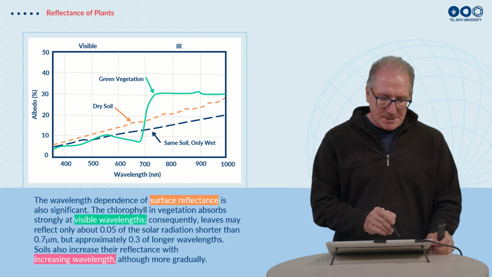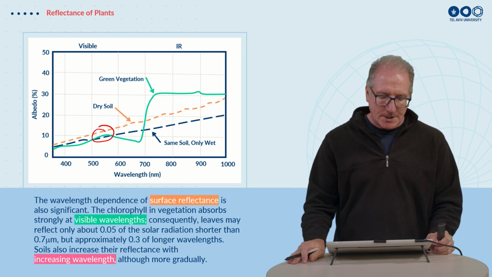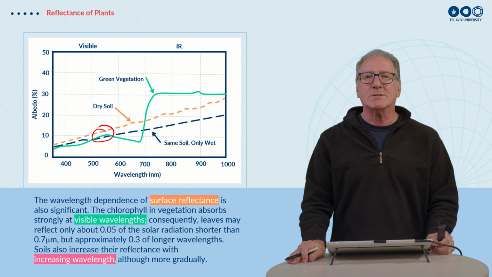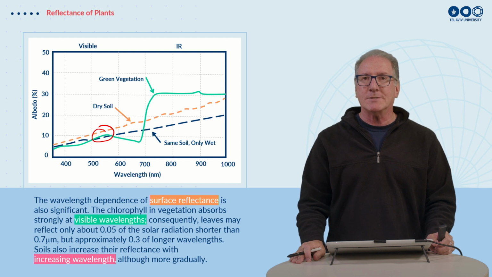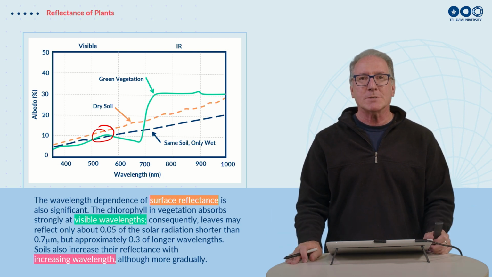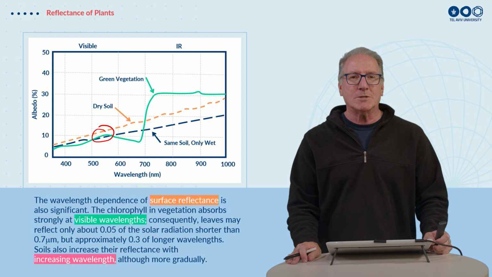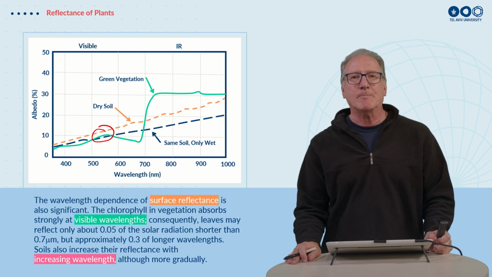Actually, you also notice there's a little bump here in the visible part of the spectrum, and this is in the green light, the green part of the spectrum. There's more reflection of green light than the other colors, and that's why the plants look green to us. We have more green light coming to our eyes than the other colors in the spectrum.